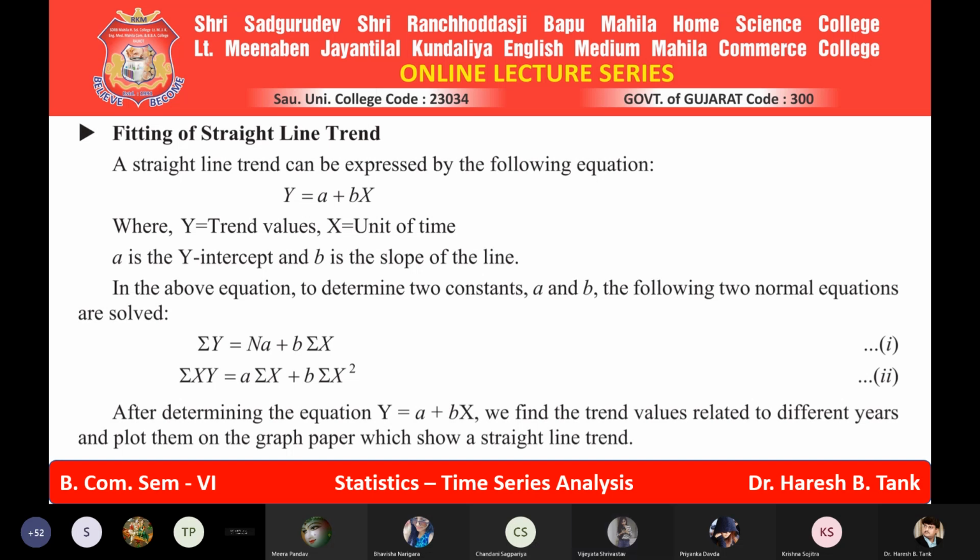Once you write down summation of inner bracket a plus bx, that can be expanded. You can make it individualized. So the next would be summation of a plus summation of bx. Is it so? So summation of y is equal to summation of a plus summation of bx. Can you put it that way?